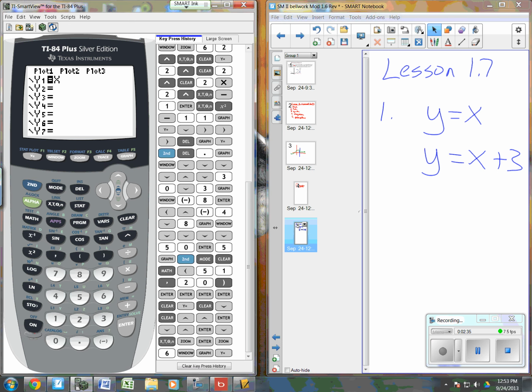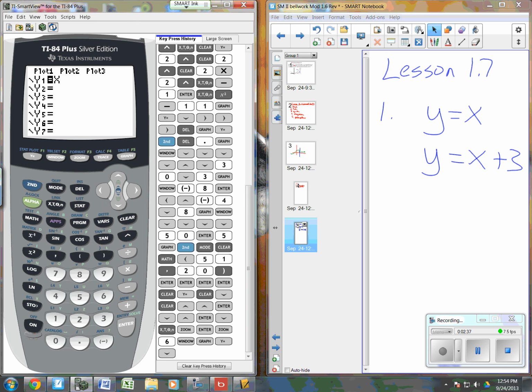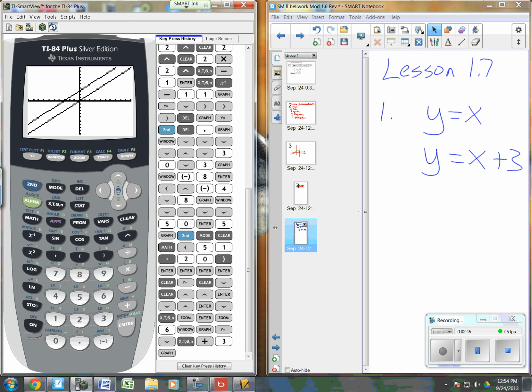So I go back to y equals. I go down to y2, and I put in x plus 3. And I hit graph. There's x plus 3. And it asks you this question. What does it say? It says, pay attention to the y-intercept and the x-intercept. Okay, it says, for each new equation, explain what the number 3 does to the graph of y equals x. What did the 3 do in this case to the graph?